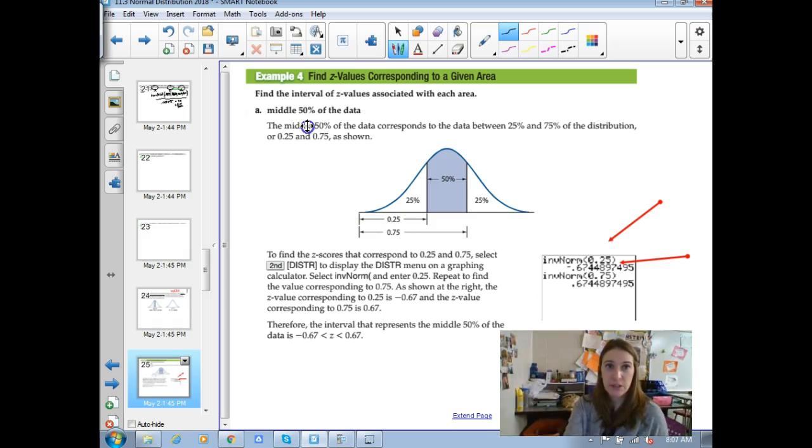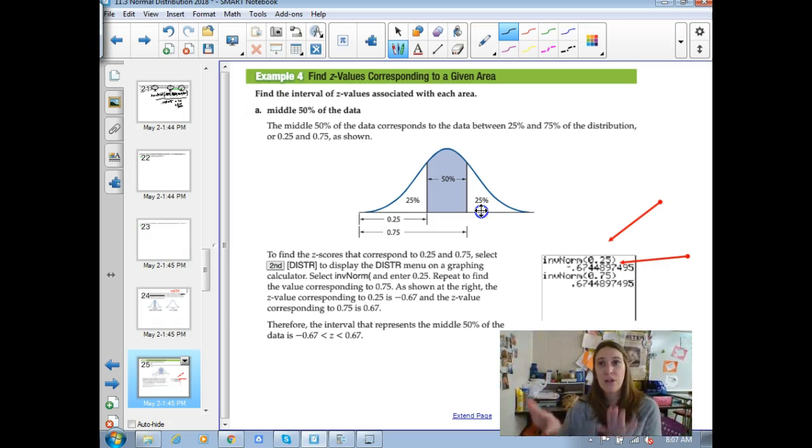This question here is: find the interval of the z-scores associated with each value. So the middle 50% of the data, and I do think drawing out a curve here would help. The middle 50% of the data, and they want to know what z-scores.